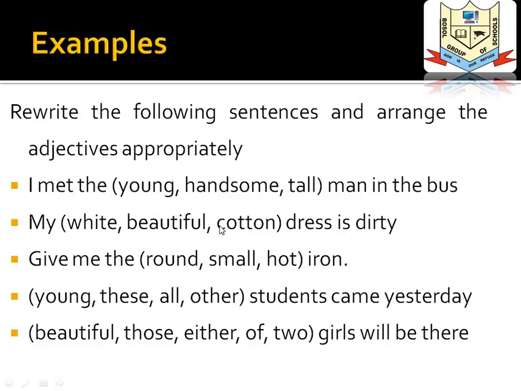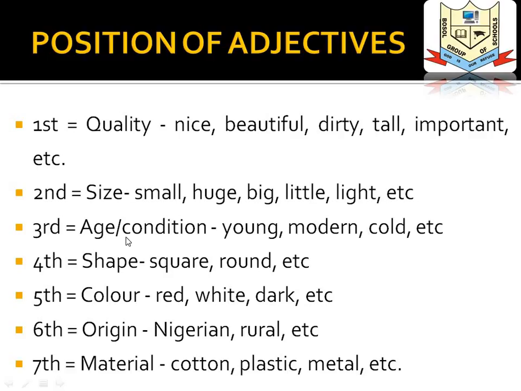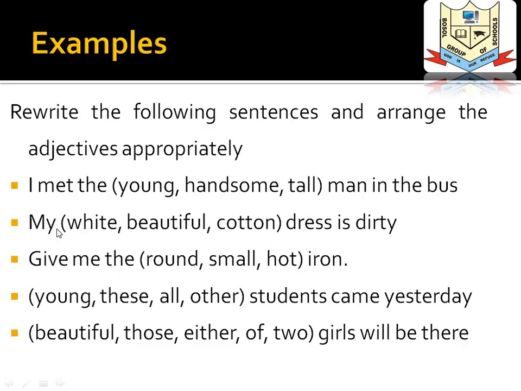Now, in order for us to effectively write this, we have to rewrite the sentence to show the position of these adjectives. So, in this sentence, handsome comes first, then tall, and then young. It should be, I met the handsome, tall, young man in the bus. Just like I said, quality comes first, size comes second, the age or condition comes third, as the case may be.